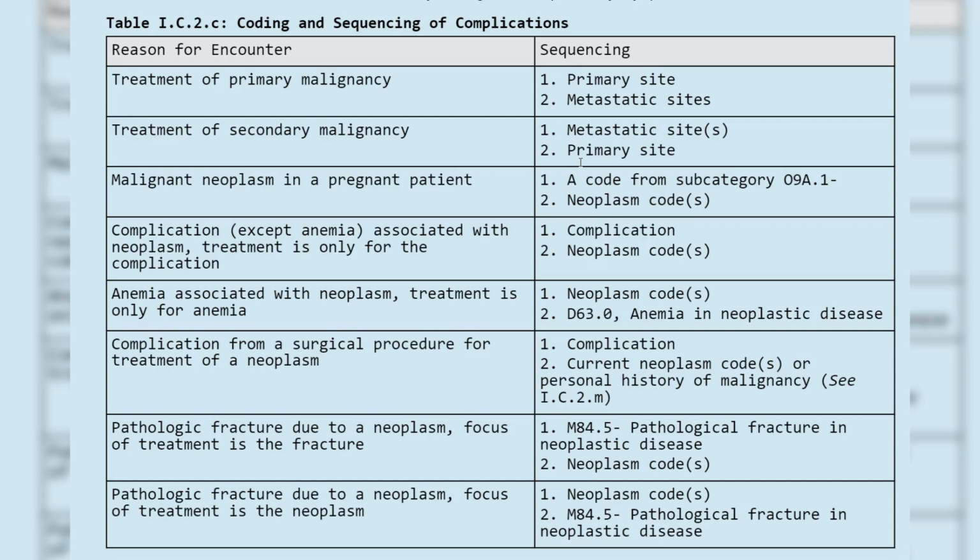The sequencing of codes is especially important when dealing with multiple neoplasms or complications arising from a neoplasm. The primary diagnosis, often the primary malignant neoplasm, should be listed first, followed by any secondary conditions like metastasis or complications such as a pathological fracture. Proper sequencing ensures that the patient's clinical scenario is accurately represented, which is vital for appropriate treatment and reimbursement. Additionally, pay attention to code first, or use additional code notes in the ICD-10-CM manual, as these indicate the correct sequencing order for related conditions.